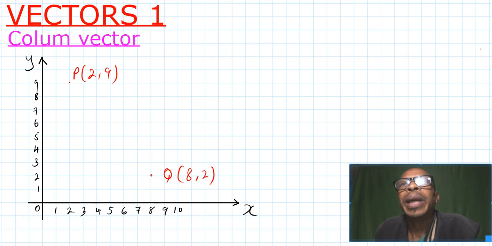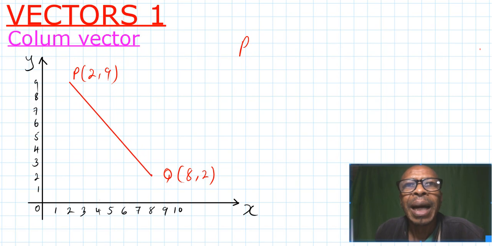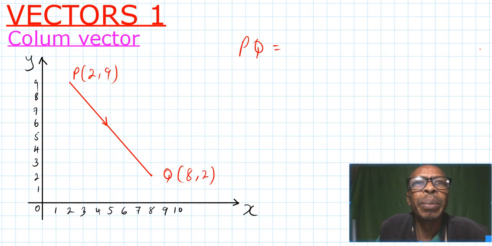Now, when we get PQ, we join the 2 points to come up with a vector, and this is the direction of the vector. So what here we mean is that PQ is equals to, we draw the components. Let's draw the components here.